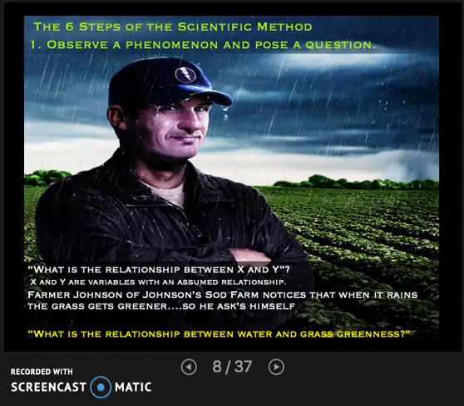And so let's use this hypothetical Farmer Johnson, right? He's out in his sod, his grass fields, and he notices that when it rains, his grass gets greener. Right? So his first step of the scientific method is to observe a phenomenon and then pose a question. Right? So he sees the more it rains, the greener the grass is. The question is, what's the relationship between grass greenness and water?